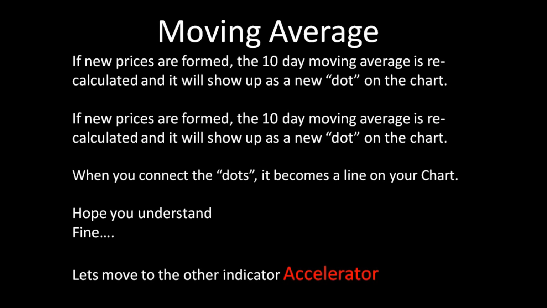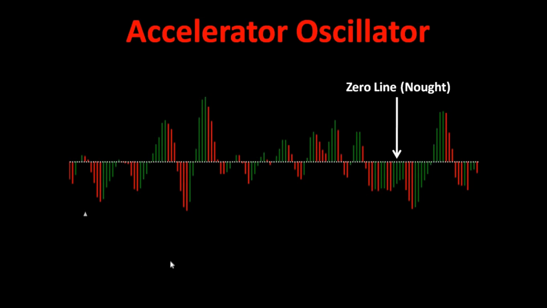Fine, let's move to the other indicator called the accelerator. This is the accelerator. This accelerator consists of 3 parts: the green bars, the red bars, and the zero line. The zero line is also called the knot.